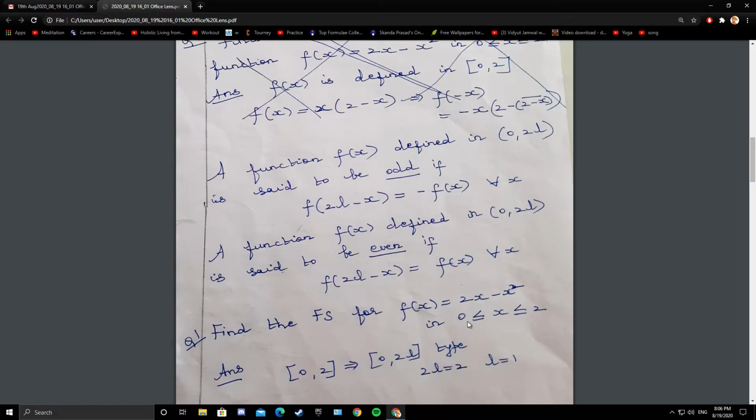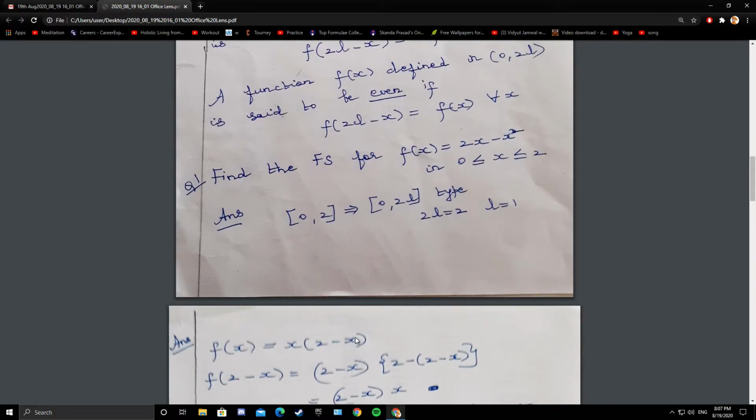So find out the interval. It is a closed interval 0 to 2, so 0 to 2L type. So 2L is 2, L is 1. Now next thing, you find out whether it is odd or even. What is the given function? 2x minus x square. So take x out. So x into 2 minus x.